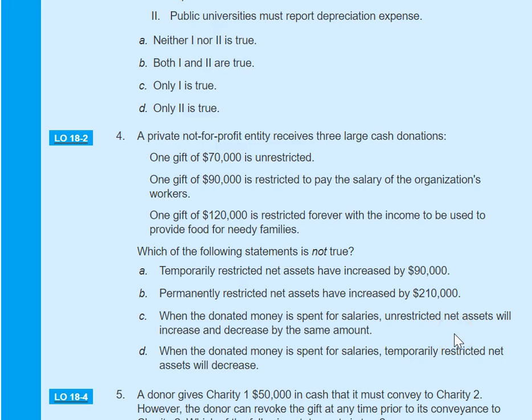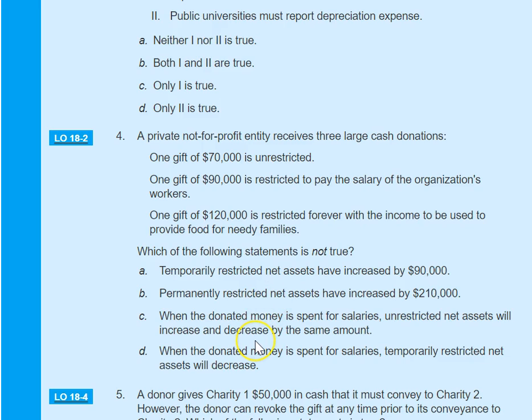Number A says that temporarily restricted net assets are increased by 90,000. It's true because this is one temporarily restricted fund. So it's increased because of this gift of 90,000. Number B, permanently restricted net assets have increased 210,000. The third gift is for the permanently restricted amount, but the amount is 120,000, and they say 210,000. So B is not correct because the number does not match.